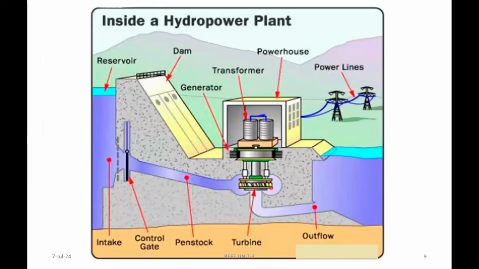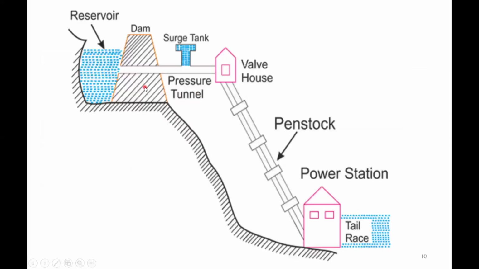Coming to the hydroelectric power plant, this one is a layout. Observe this particular layout here. The main intention of a hydroelectric power plant is that we can generate electricity with the help of water. The main parts are the reservoir, dam, surge tank, valve house, power station, and the tailrace.